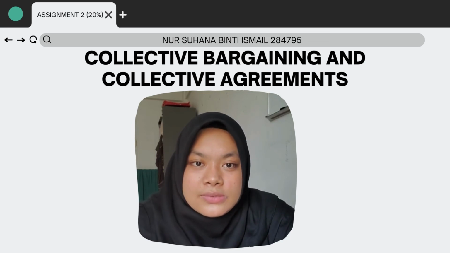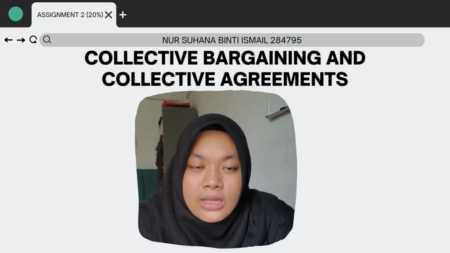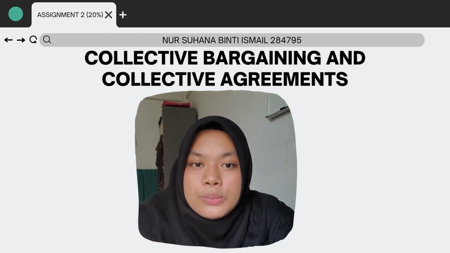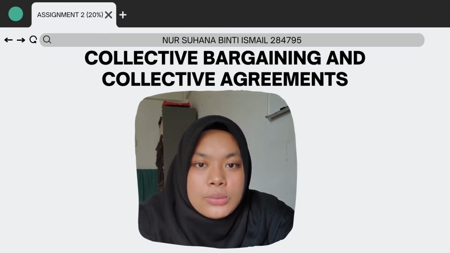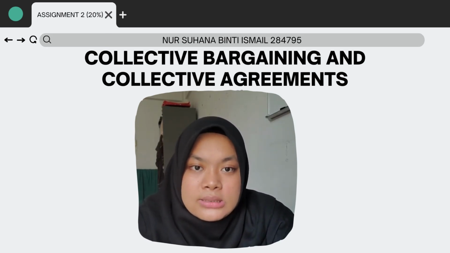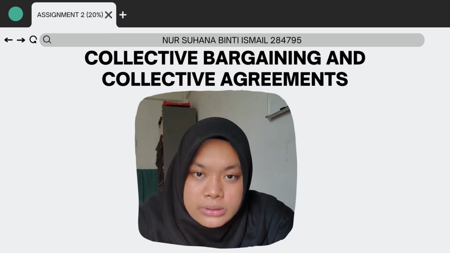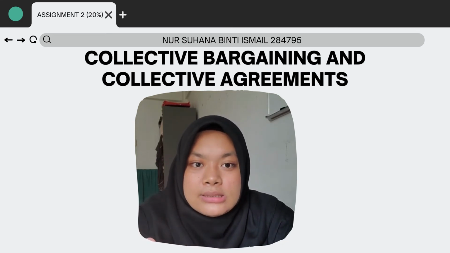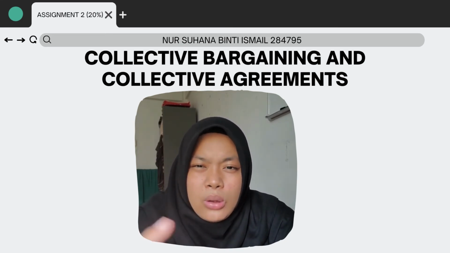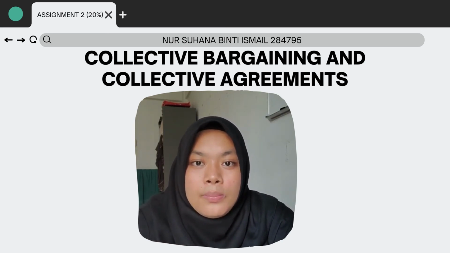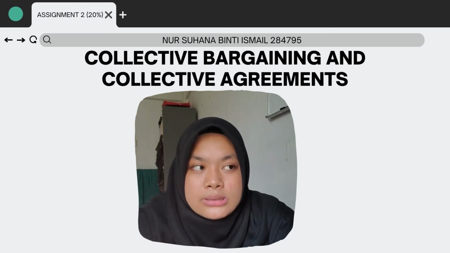Under Section 70, subsection 1 IRA 1967, a collective agreement which has been taken cognizance of by the court shall be deemed to be an award and shall be binding on, first, the parties to the agreement, including any case where a party is a trade union of employers, all members of the trade union to whom the agreement relates, and their successors. Second, binding on all workmen who are employed or subsequently employed in the undertaking or part of the undertaking to which the agreement relates.